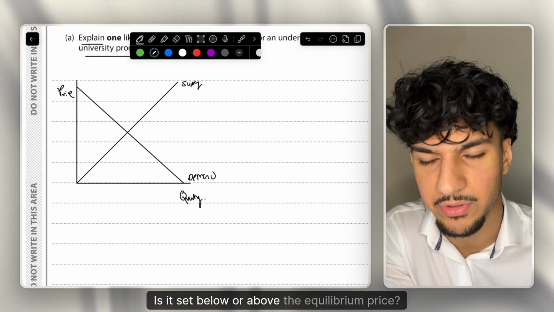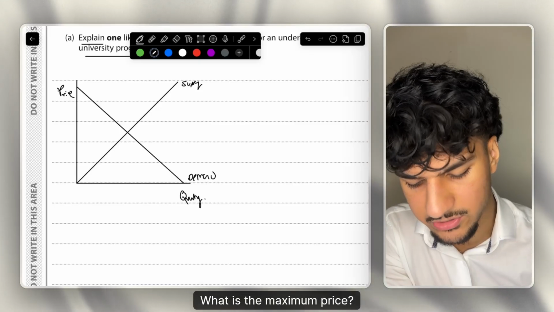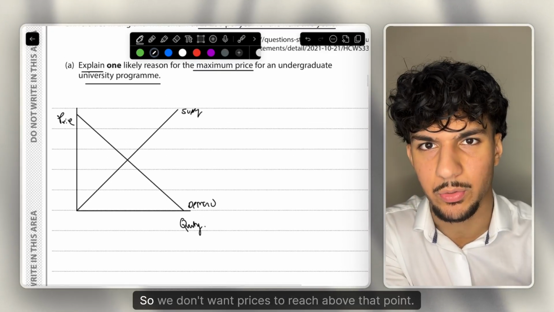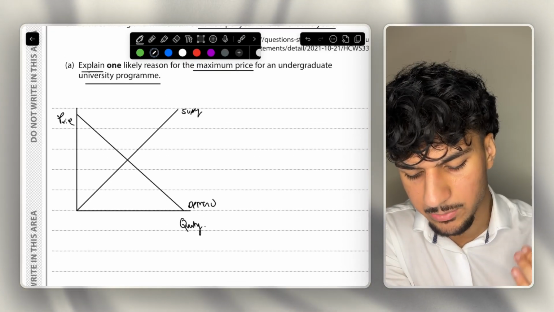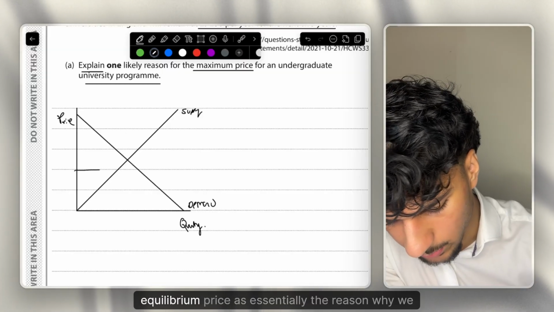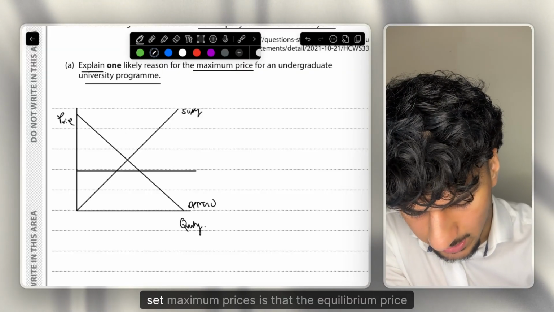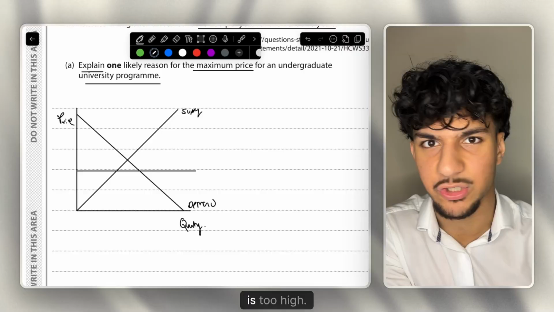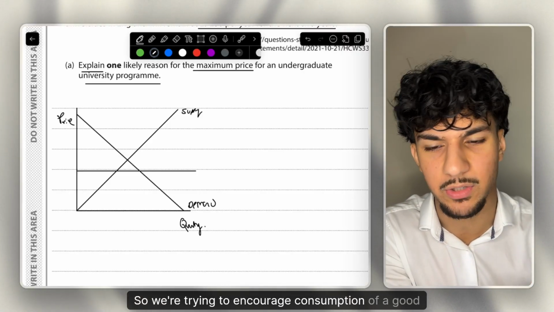Is it set below or above the equilibrium price? Of course, what is a maximum price trying to do? It's a price ceiling, so we don't want prices to reach above that point. So it's going to be set below the equilibrium price, as essentially the reason why we set maximum prices is that the equilibrium price is too high. So we're trying to encourage consumption of a good.